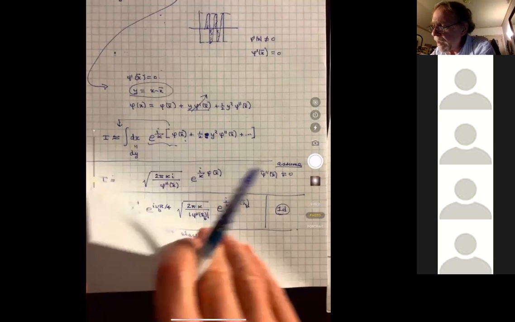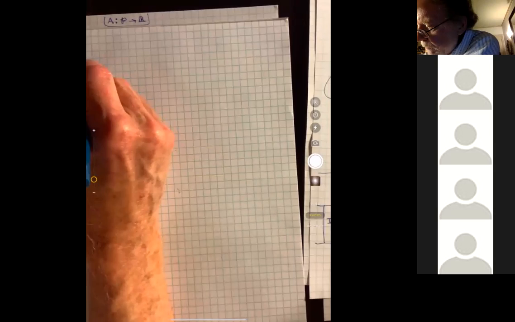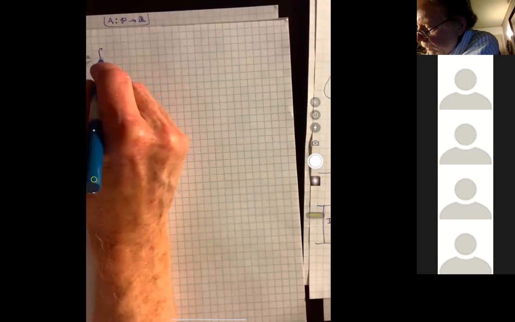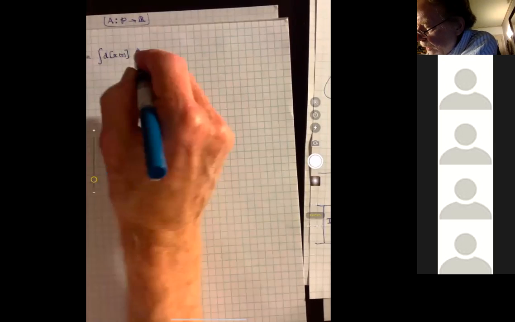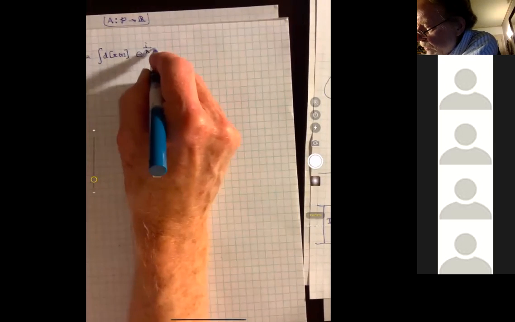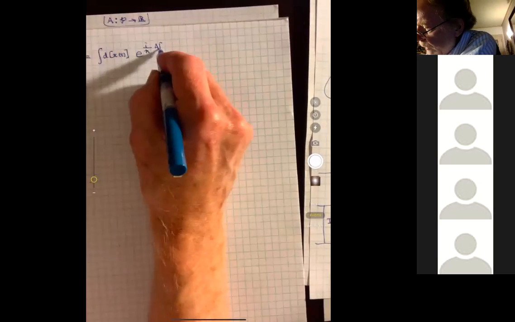Now let's go back to the path integral. In the case of the path integral, to write it out, we have the integral d of x of tau, and then we have e to the i over h bar, the action function. This is not a, this is k. The action function of x of tau.